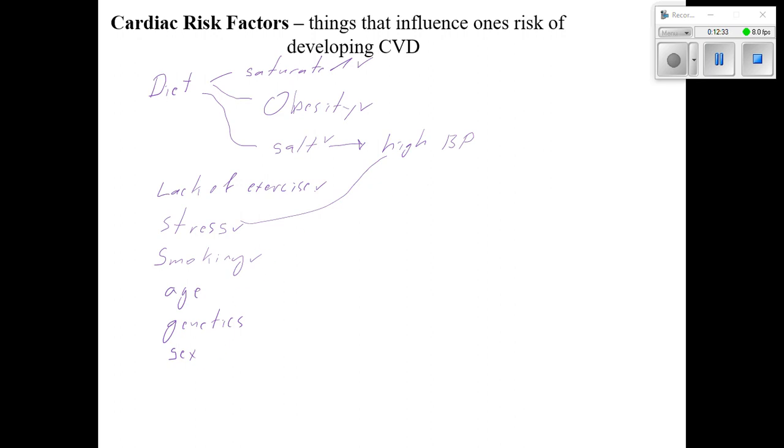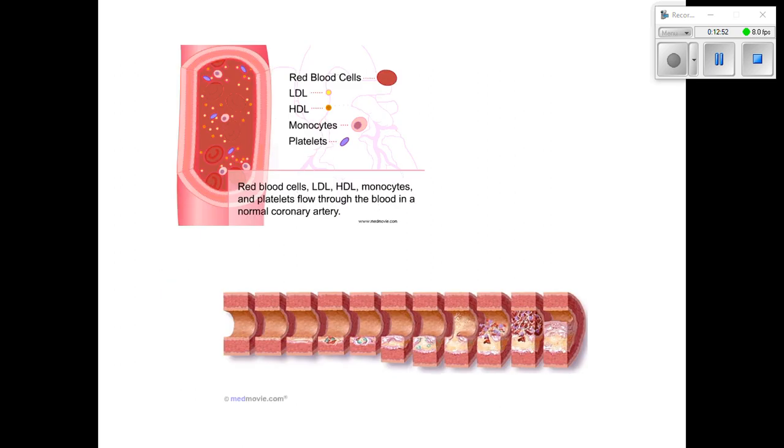Just a couple of other ones that I'll jot down here as well. Viruses, exposure to certain viruses may increase the incidence or likelihood of someone having a heart attack or a stroke as well. So that's a pretty good list that we have of a whole bunch of things that would make it more likely that someone might have a heart attack or a stroke.